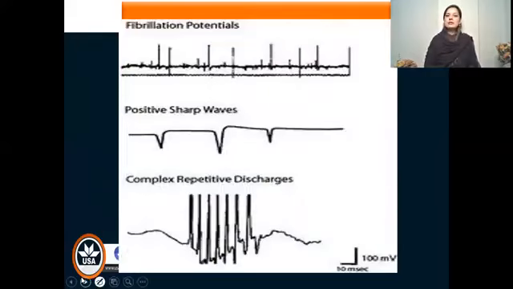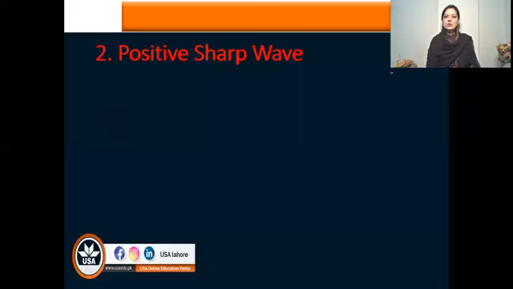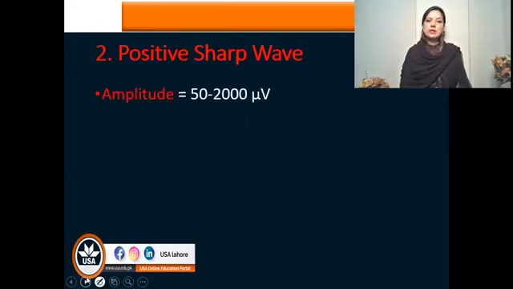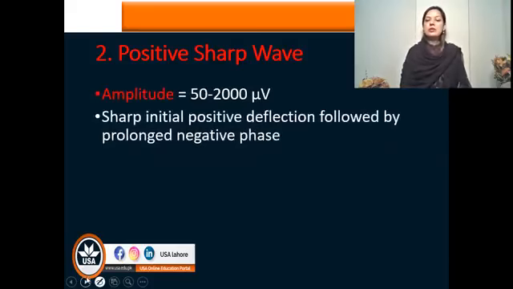These are the waves that I'm going to show you for fibrillation potential. The next we have is the positive sharp wave. After fibrillation potential, we are going to discuss the positive sharp wave. So let's look at the characteristics a positive sharp wave shows. Its amplitude lies between 50 to 2000 microvolts.